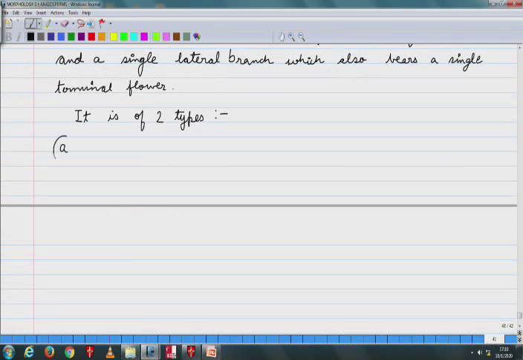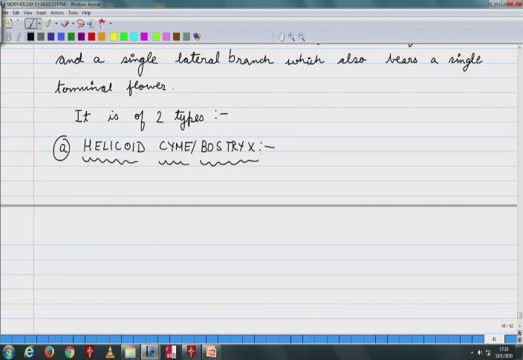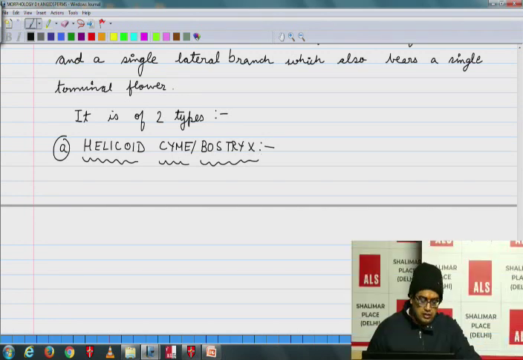It is of the following types: uniparous cyme, or monochasial cyme, which is one more name for it. One is helicoid cyme. Now this is somewhat interesting. Let me see if you can understand it. Bostryx. So uniparous cyme of helicoid type is like this.